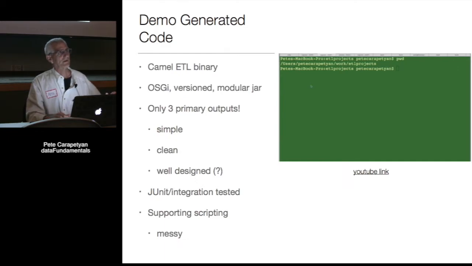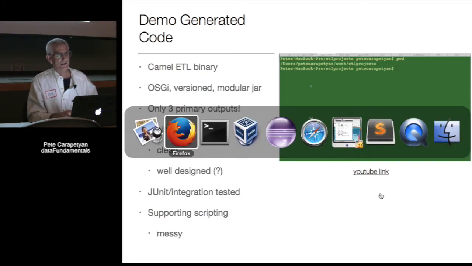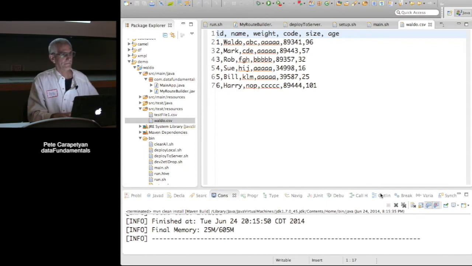So, we went over the fact that the binary is an OSGI version jar. We went over the fact that we were trying to make it simple, clean, and well designed, and I hope you agree it looks at least moderately simple. I don't know if I can say it's well designed, but it's simple and clean, and if you had to maintain this, it would be relatively maintainable because it's only in a few files. We did hope to get a JUnit integration test, and did I already show you that part, the code? Okay. We showed that it was running.